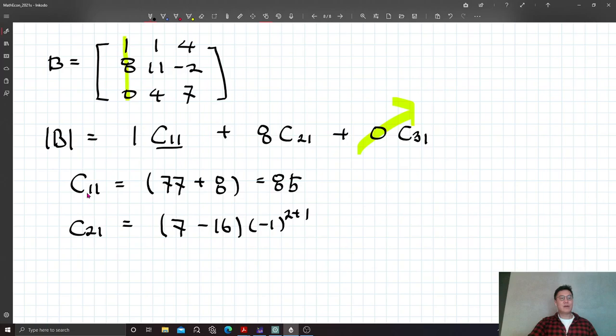Anyhow, C sub 2,1 is therefore number 9. Okay? So the determinant of a matrix B is 85 plus 8 times 9. So I think this is a 3-digit number, 157, I guess. So hopefully my computation is correct. But if you found something wrong, please tell me at the live lecture this Friday. Okay?